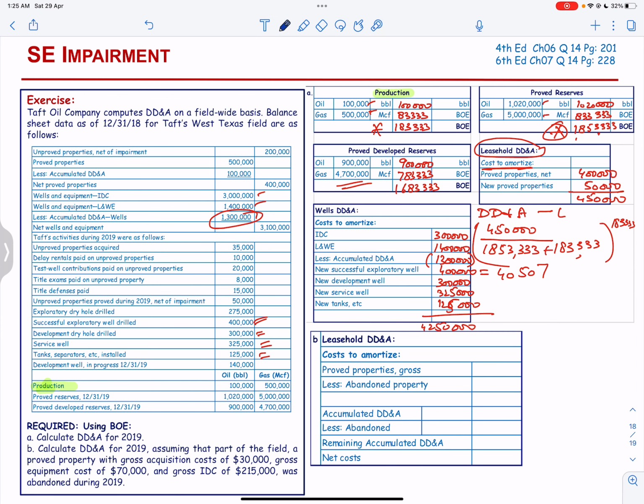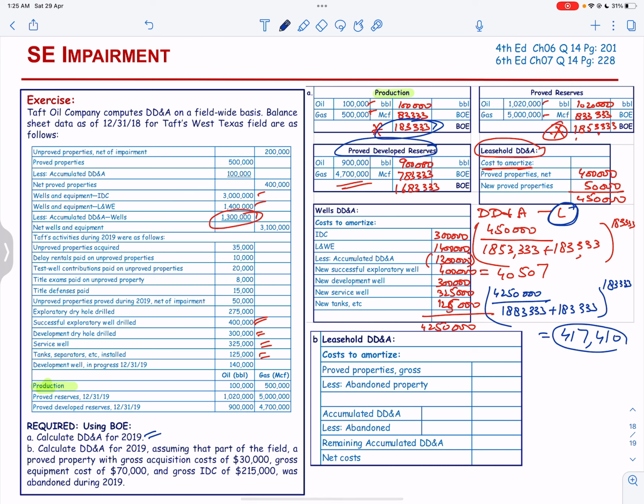So the DD&A for lease and well equipment will be 4,250,000 divided by the proved developed reserve. This is at the end of the year, 1,683,333, and we will add the production of 183,333 multiplied by 183,333. So this will give us 417,410. So that is how we calculate DD&A. We have calculated for the leasehold, and we have calculated for the wells and equipment.